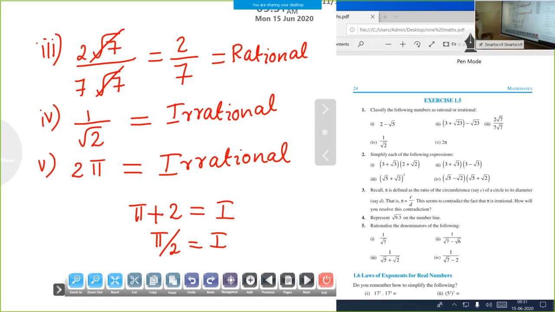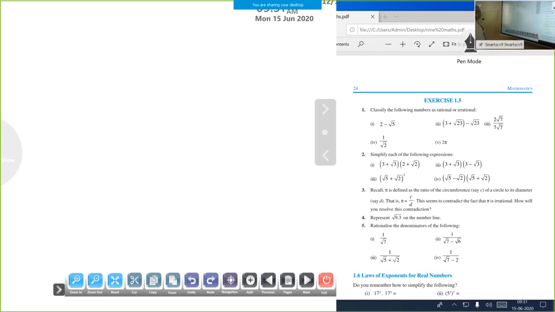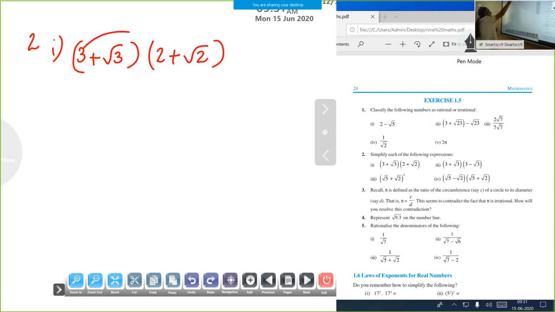Then next one, simplify each of the following expressions. We already studied. First I told the first one. Your second question, the first part, 3 plus root 3 into 2 plus root 2. All are different numbers, so you simply open the bracket. What's the first step? 3 into 2. So the first step is 3 into 2 equal to 6.